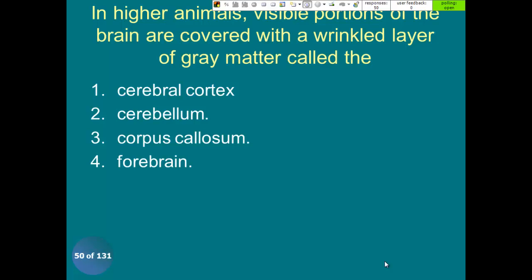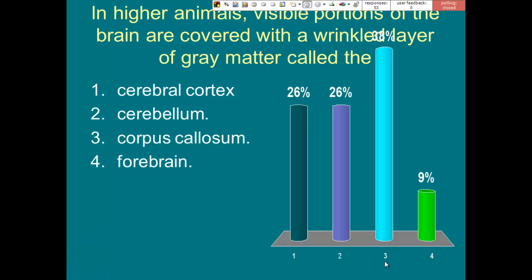Ready? Let's get to 52, right? 50, oh, got 53 now. 54, going once, going twice. 53, all right. Ooh, we're all over the place, huh? I guess this was a tough question. And the answer is the cerebral cortex.